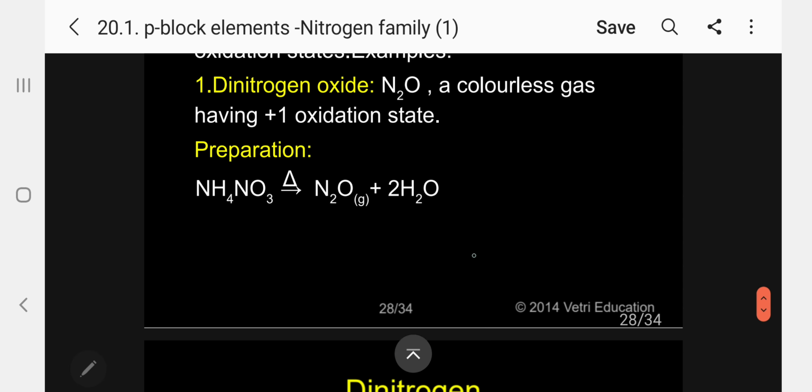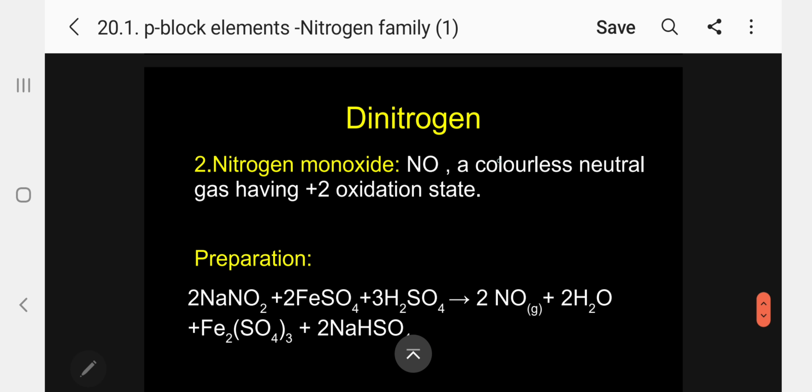Kindly follow. Then nitrogen monoxide, which we also call nitric oxide. Nitrogen monoxide is a colorless neutral gas, colorless again, a gas, but the oxidation state is plus 2. N2O is plus 1, this is plus 2.